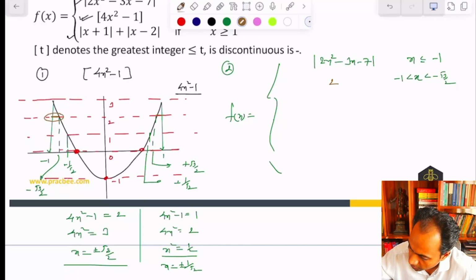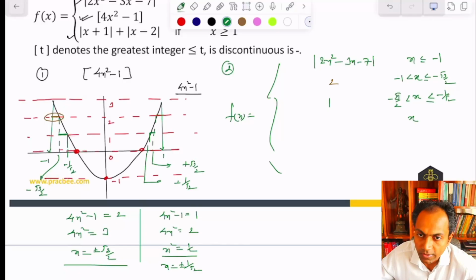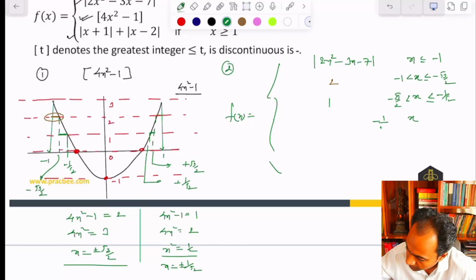And then if I look into the values of x between minus root 3 by 2 and minus 1 by root 2, what we could understand is the value lies between 1 and 2. So as a result, the answer will become equal to 1. And for values of x between minus 1 by root 2 and minus 1 by 2, the value will become 0.